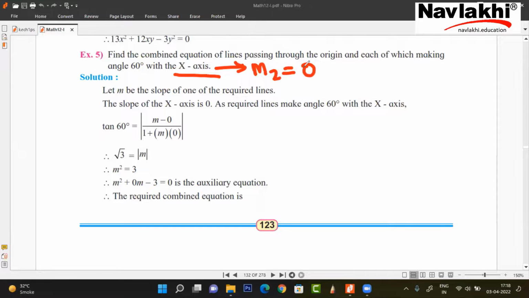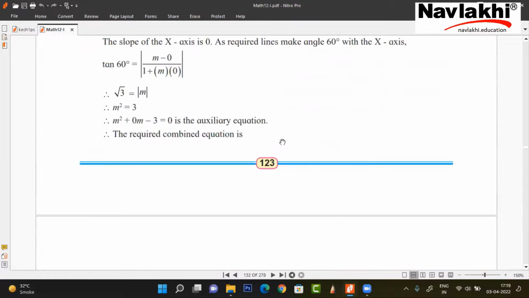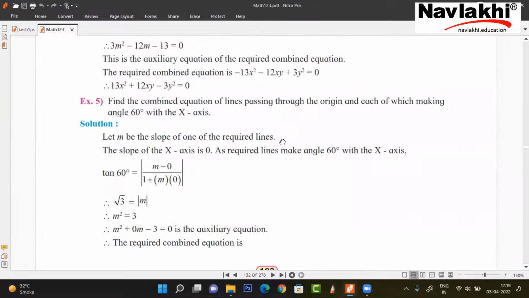So tan theta is m2. Tan 0 is m2, so m2 is 0. Tan theta is mod of m1 minus m2 upon 1 plus m1 m2. I will take theta as 60 degrees. I'll take m1 as m, like we did in the previous question. Take m2 as 0, cross multiply, square both sides, make a quadratic, replace m with y upon x, take the LCM of x, and get the combined equation. Doubts, anyone, with these super important examples 4 and 5? Then ask me.